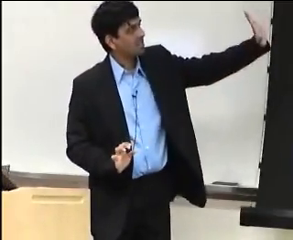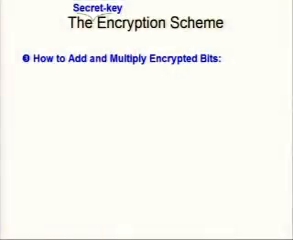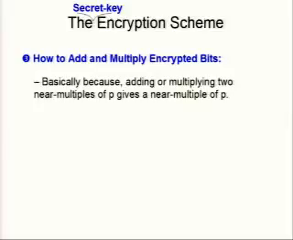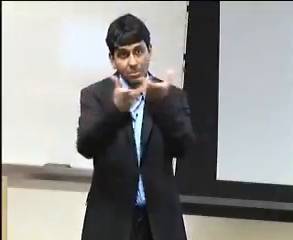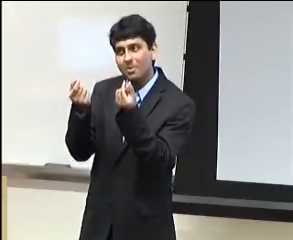Wonderful. So this is the encryption scheme. What I didn't tell you is how to add and multiply encrypted bits. So that's the next thing I'm going to tell you: how to add and multiply encrypted bits. At a high level, addition and multiplication works because if I take a ciphertext and another ciphertext and add or multiply them together, the noise term is still going to be small. Assuming that the original noise is really small, the noise terms are not going to grow by too much.